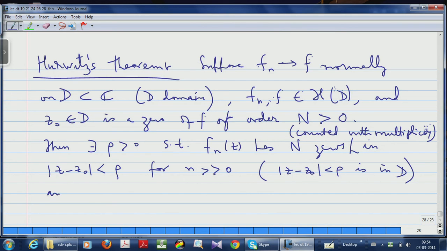There is such a rho, and further, these zero sets converge to Z0 as n tends to infinity. So this is Hurwitz's theorem in notations. What it says is that the zero Z0 of the limit analytic function F is the limit point of zeros of the functions in the sequence, and the fact is that even the multiplicities are taken care of.